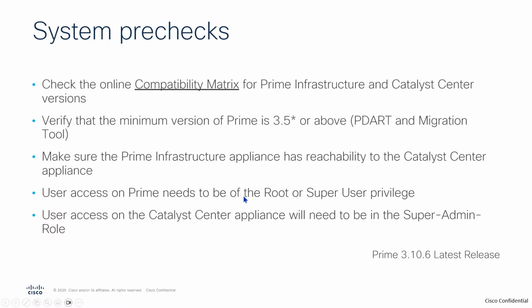So when you're logged into Prime and performing all of this, make sure you are at the root level of Prime in order to do this. Otherwise, you won't be able to do it, because this is such an intense administrative task of performing a full migration of your entire network over to a new centralized location. We need to make sure we're on these levels of privileges. So user access on the Catalyst appliance will need to be the super admin role.